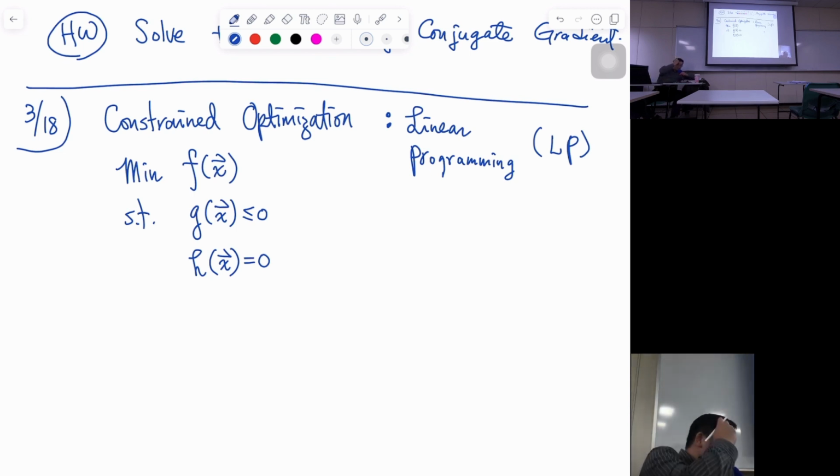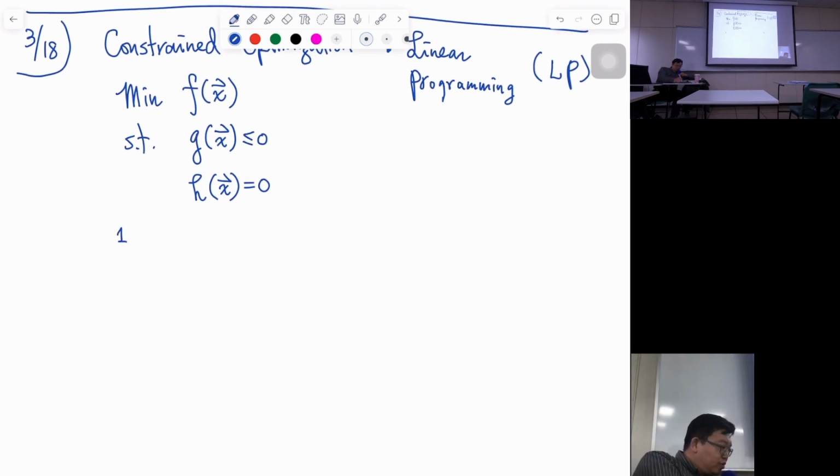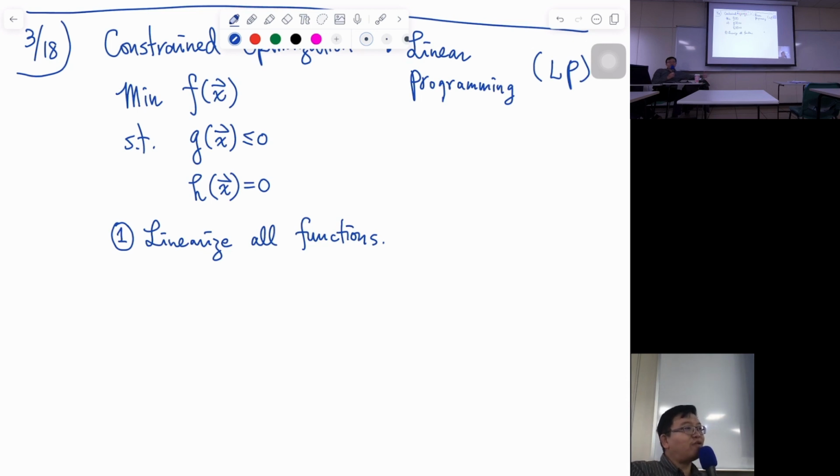So, the first thing you need to do is to linearize all functions. What is the best way to linearize the functions? Something we have done so many times. If you have a nonlinear function, what is the best way to linearize it? Some kind of approximation? Taylor expansion. Yeah, just use Taylor expansion to approximate the function.